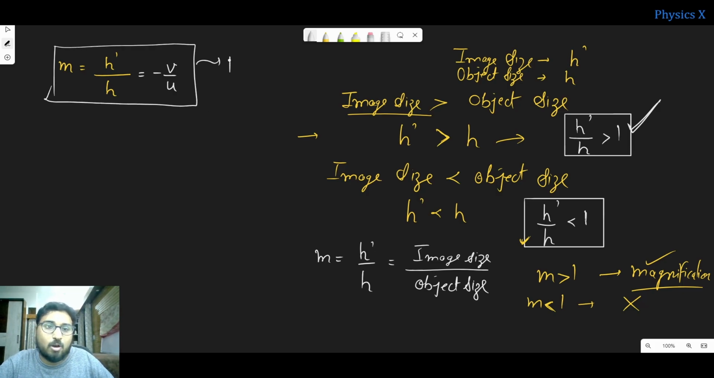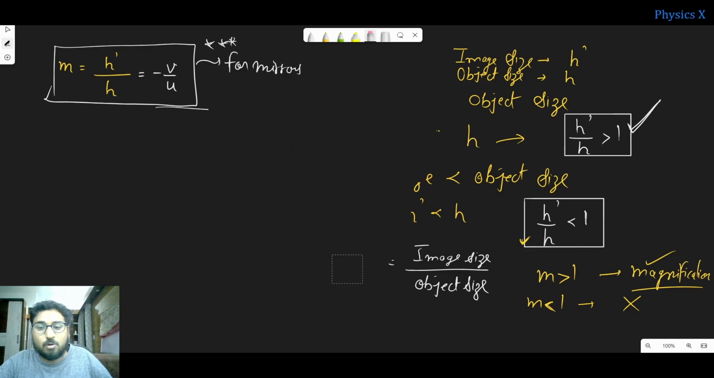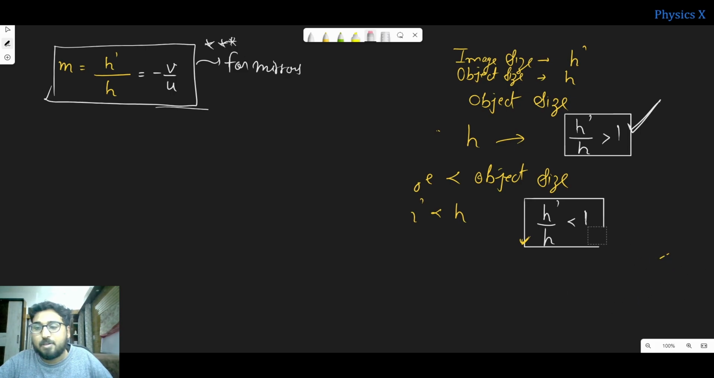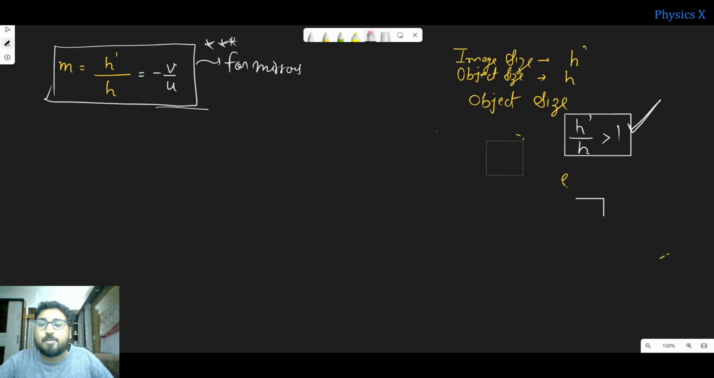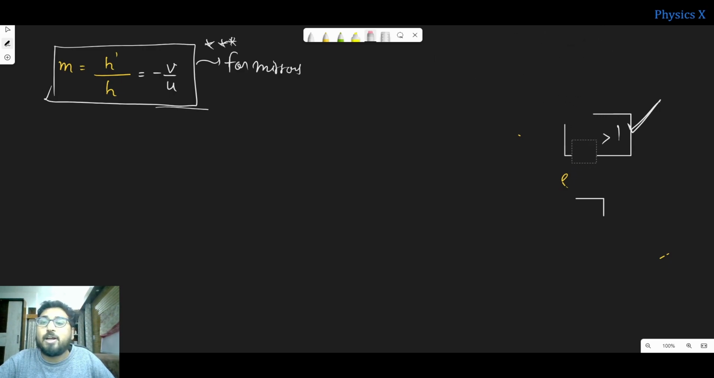Understood? This is for mirrors. Again, I am mentioning, this is for mirrors. That is minus V upon U. Understood how this thing is coming? Right. So now let us discuss more on this formula. So I told you that a second relation for magnification is with image and object distances.